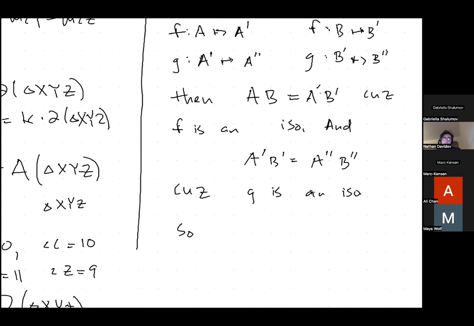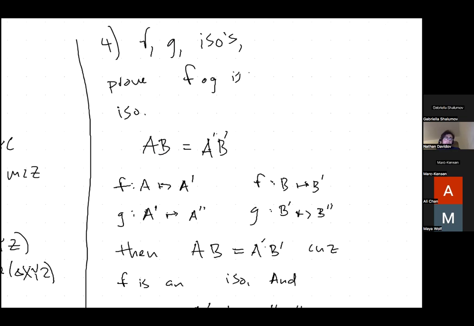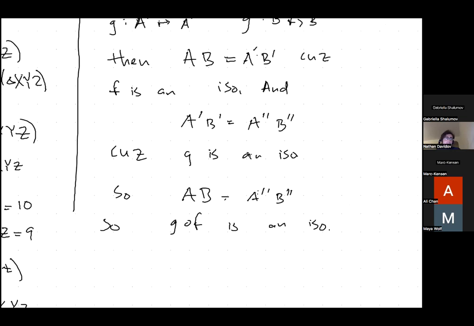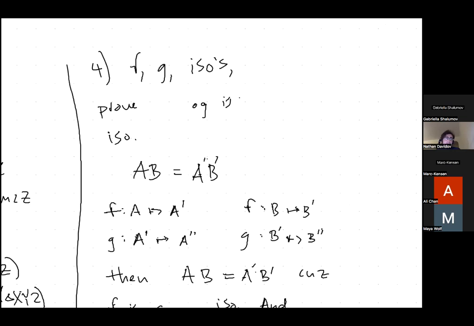So AB is equal to A double prime B double prime. Oops, I should have said, sorry. All right, so G composed with F is an isometry. Sorry, I should have said F composed with G.